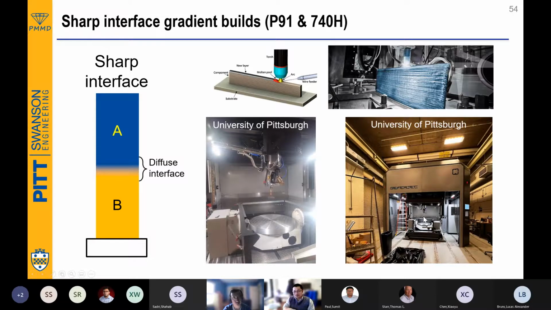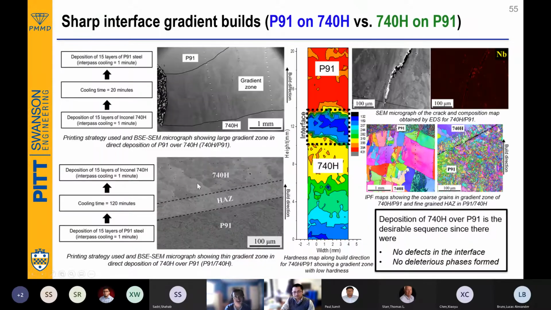Anyway, this is just one case study, right? We have the sharp interface between alloy A and B, and how to deal with the diffuse interface. And in the very beginning, we started with the project. The question is, should we print P91 on top of 740H or the other way around?